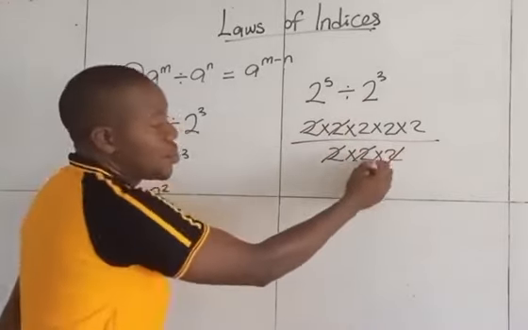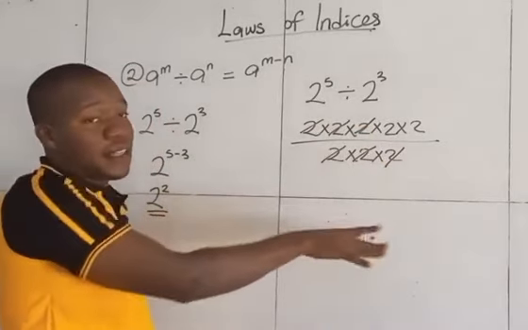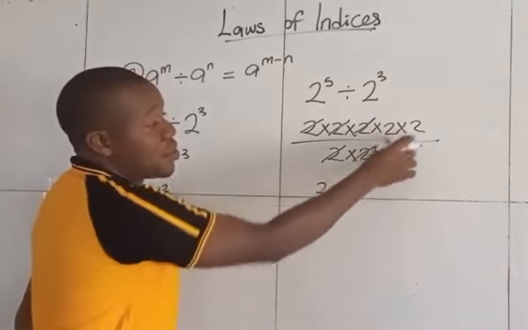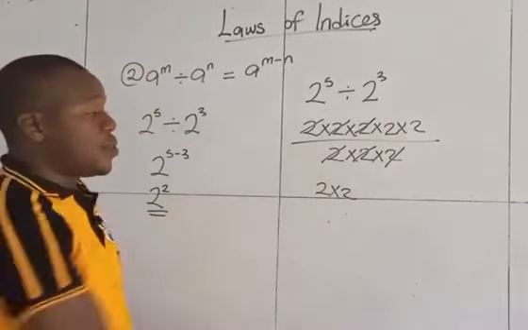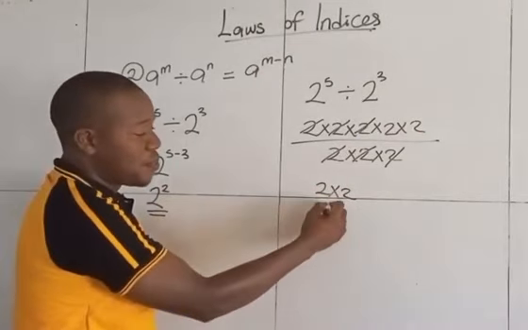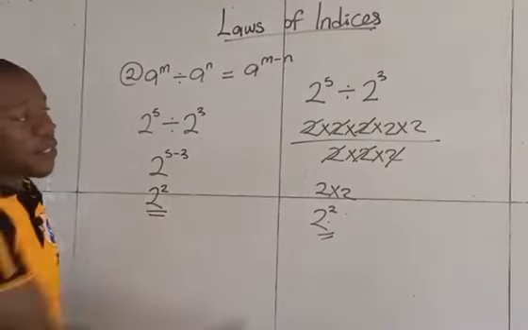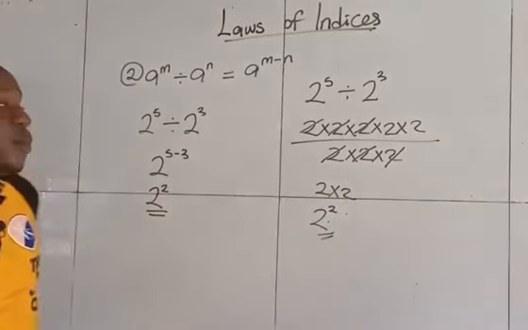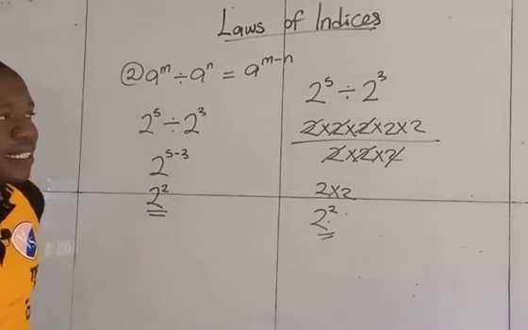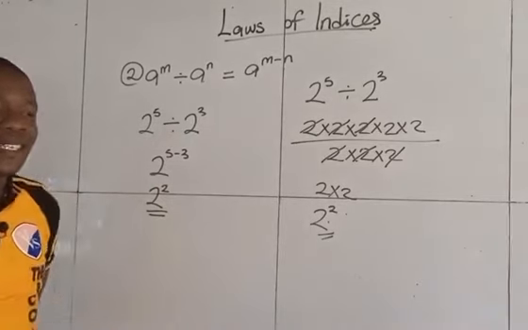And then the last 2 cancels the last 2. At the denominator, we are left with nothing, 1. But at the numerator, we have 2 times 2. Only this is left there. And 2 times 2 in power form is 2 raised to the power 2. That is still what we had here. But why go through the rigors of expansion when we can apply the second law of indices? As simple as that. Remember, the laws are to guide us to make the problem easier.